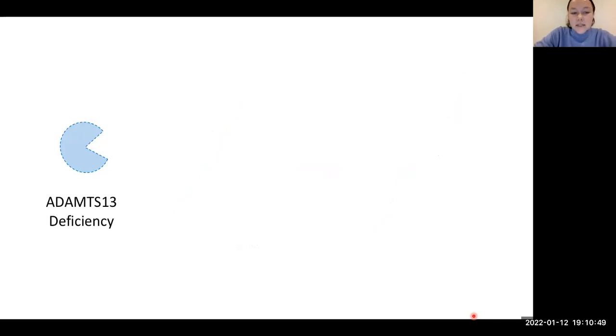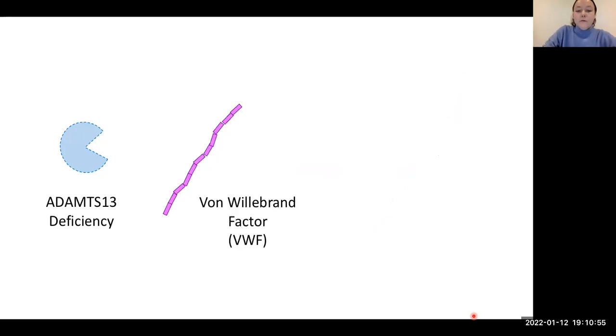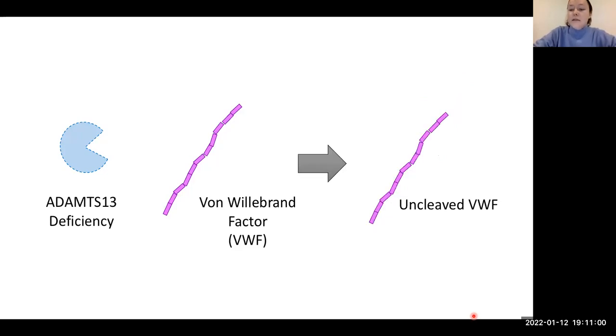When there is an ADAMTS13 deficiency, and obviously this can be caused in two ways, I'll come on to that, unfortunately, because the enzyme is not there, these VWF strings are not cut up into smaller pieces, and they remain very long strings.